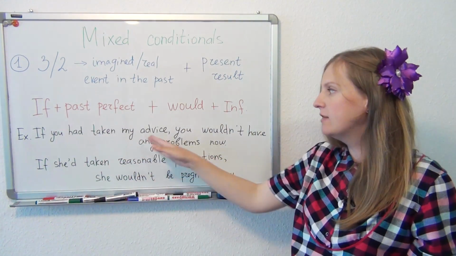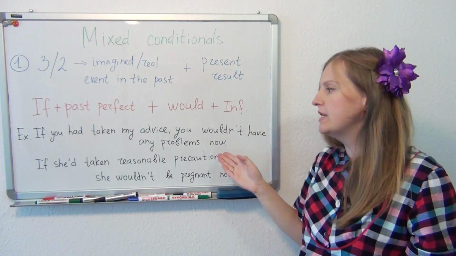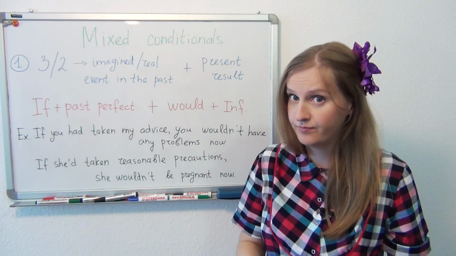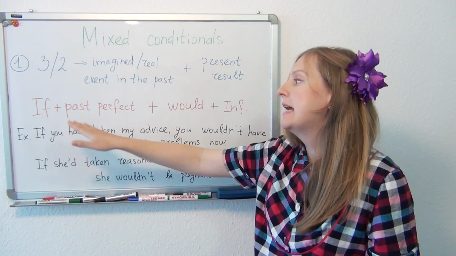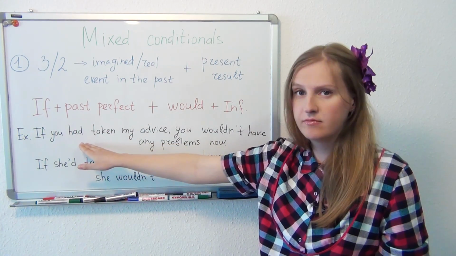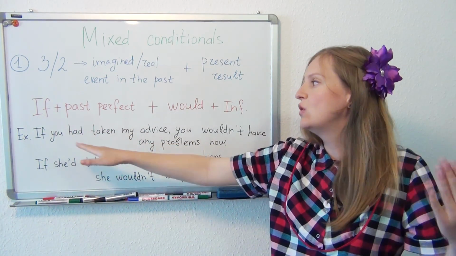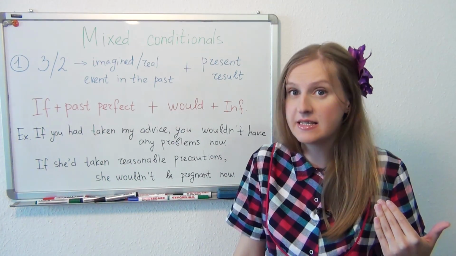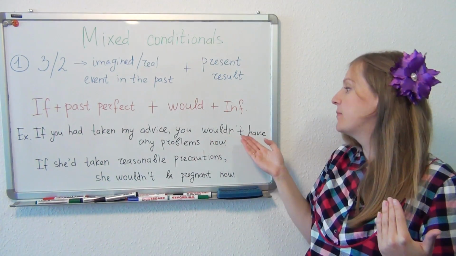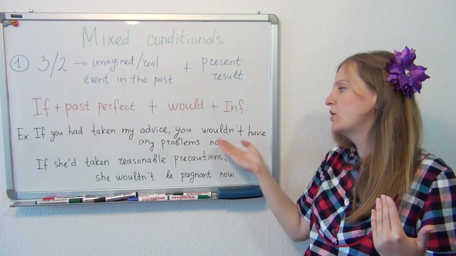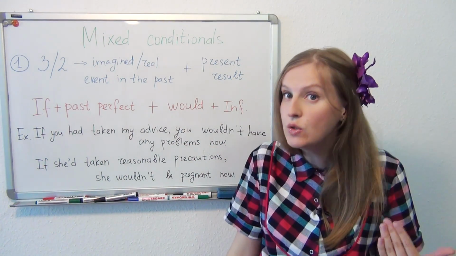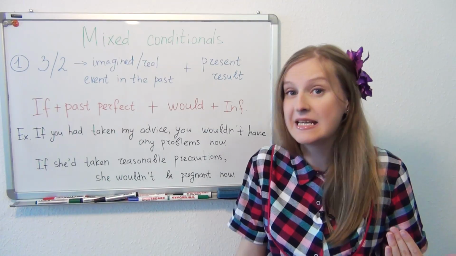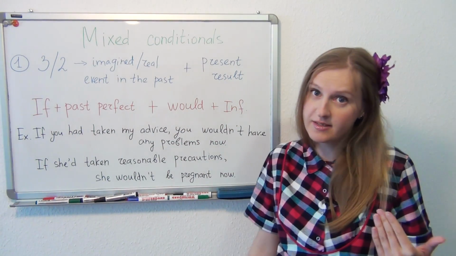If you had taken my advice, you wouldn't have any problems now. So we have an event in the past. If you had taken my advice, so you didn't take my advice. This is in the past. And we have a present result. You wouldn't have any problems now, so you do have problems now. That is a present result.